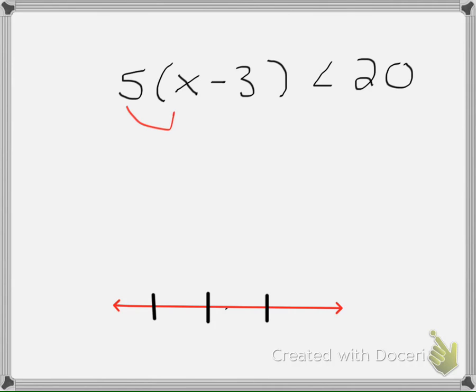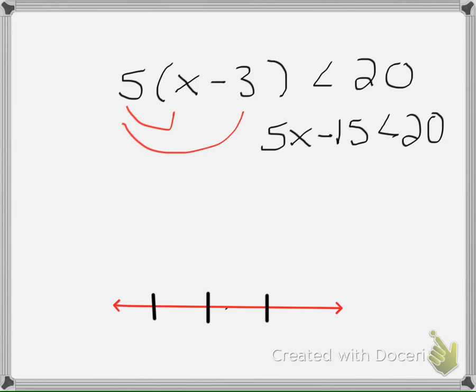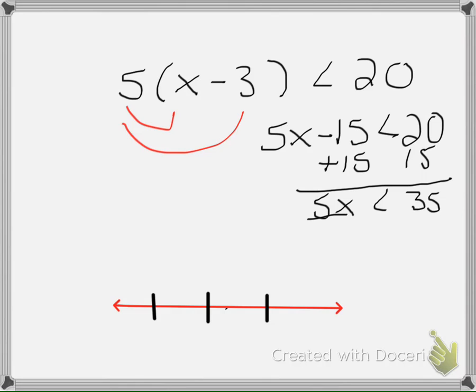First thing I have to do is distribute. 5 times x is 5x. 5 times negative 3 is negative 15. Okay, the first thing I have to get rid of is the negative 15. Always get rid of addition and subtraction first. Over here, that's going to give me 35. Bring your sign down, and over here, 5x. Divide by 5, divide by 5. x is less than 7.